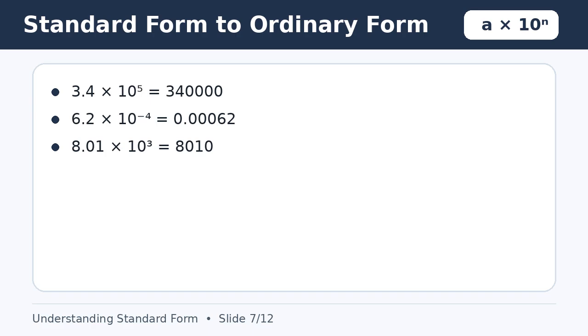Consider 3.4 times 10 to the power 5. The exponent is positive 5, so move the decimal point 5 places to the right. Therefore, 3.4 times 10 to the power 5 is equal to 340,000.